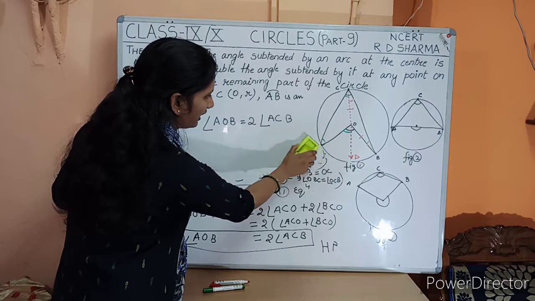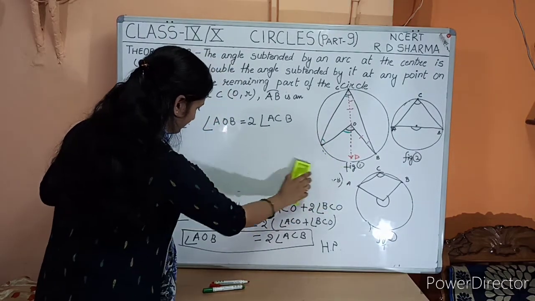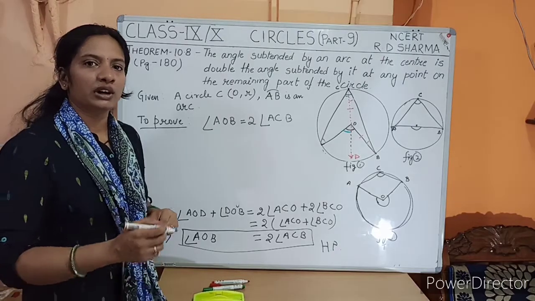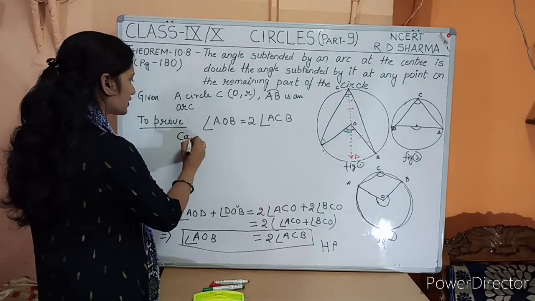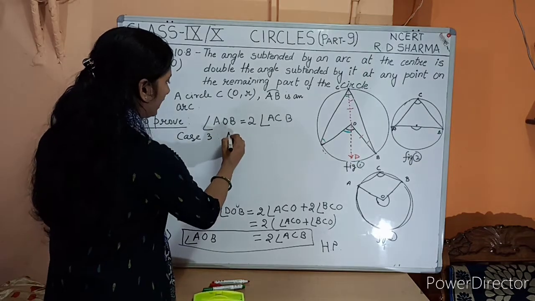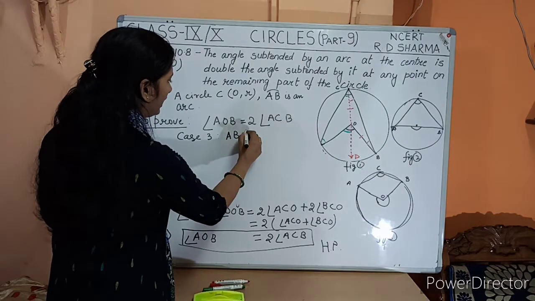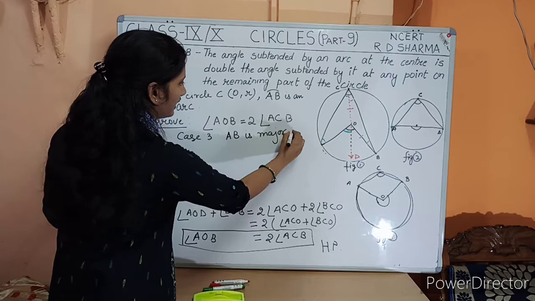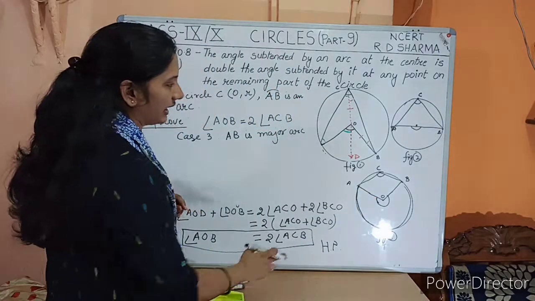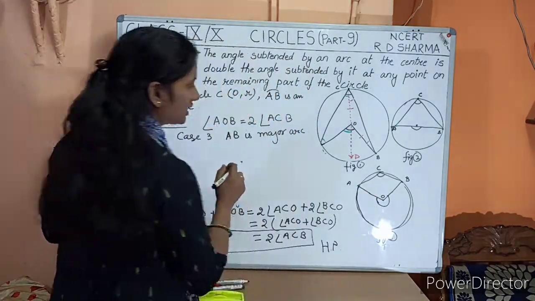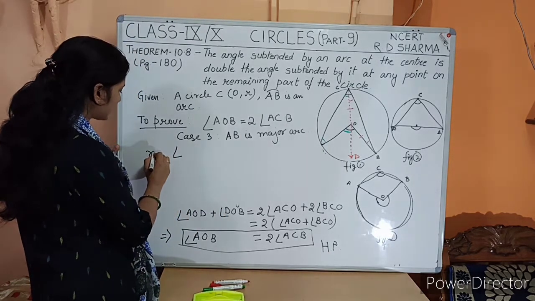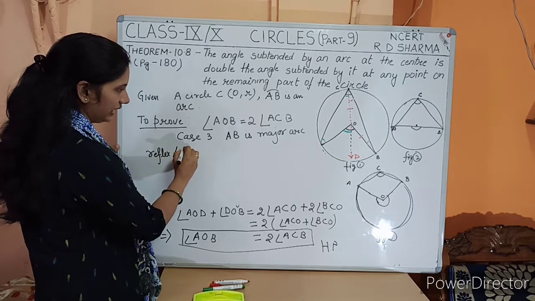Now just check out the third figure where AB is the major arc. So now children, just see case 3. Case 3 was that condition where the arc AB is the major arc. So at that time, if we want to write down the name of this angle, this outside angle which is formed at the center, its name must be reflex angle. Reflex angle AOB.